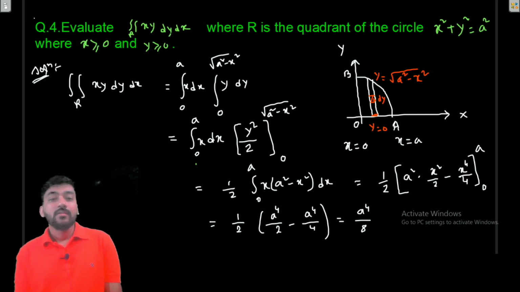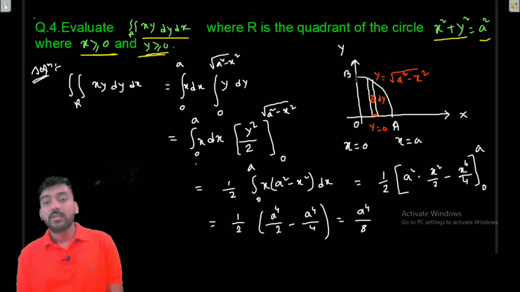So evaluate this integration xy dy dx, where R is the quadrant of the circle x square plus y square is equal to a square. So where x greater than equal to 0, y greater than equal to 0. This means again the first quadrant. So we have to take the circle on the first quadrant, that I have taken here on the first quadrant. Okay, and this equation will suggest the limit of the integration.